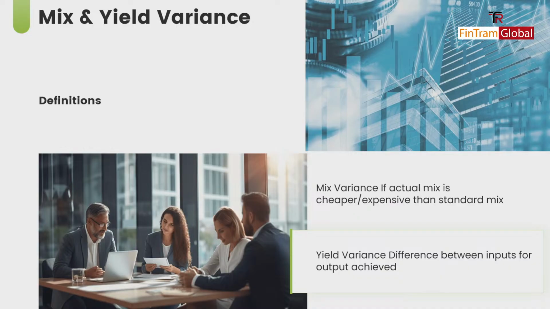So the relationship between mix and yield variance is that if the mix variance is favorable, then the yield variance would be adverse, and vice versa as well. So that's a really important relationship to know as well.